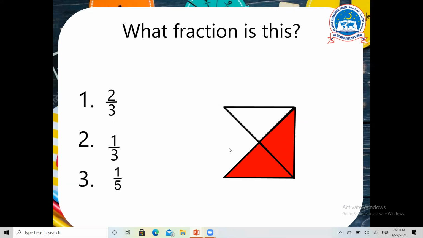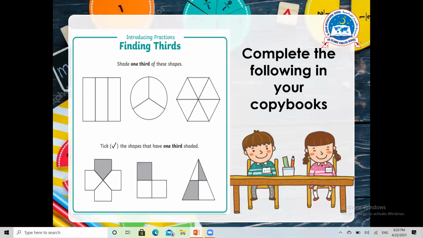Come on, try it again. What fraction is this? Now we have 3 parts in total and 2 parts are shaded. So, 2/3. You're doing a super amazing job.